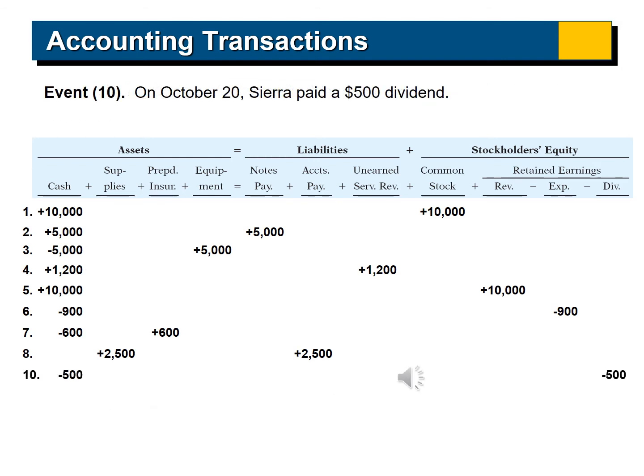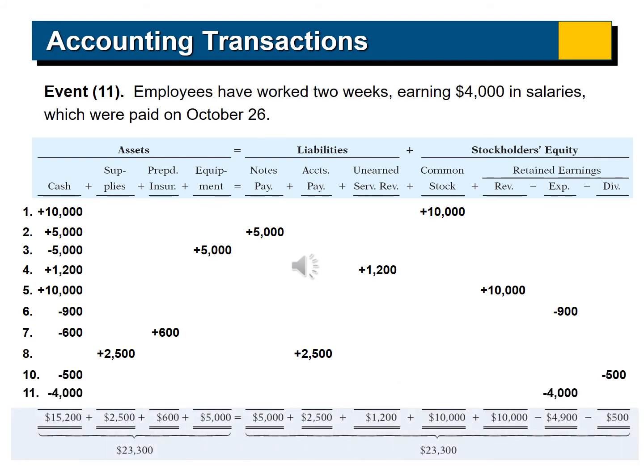Next, we have on October 20th, Sierra paid $500 in dividends, so cash decreased by $500, and then you also see $500 under dividends. The last event is the employees have worked for 2 weeks and they have earned $4,000 in salaries which were paid on October 26th. So you have $4,000 cash reducing on the left side, and we also have an expense of $4,000 on the right side.